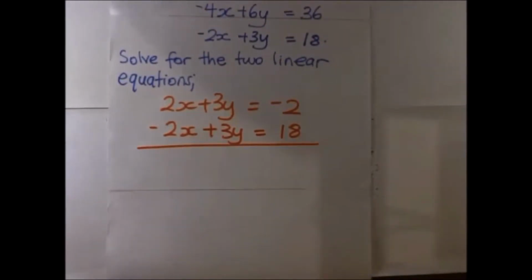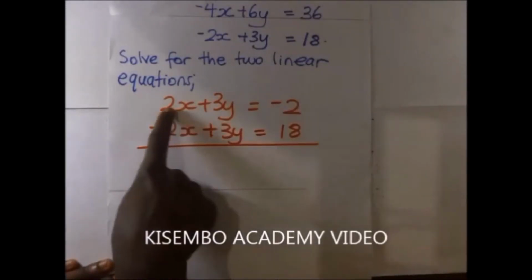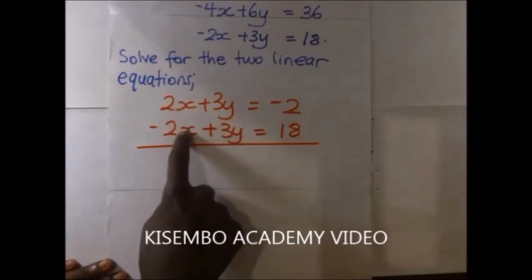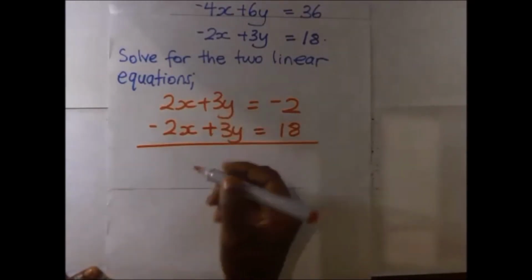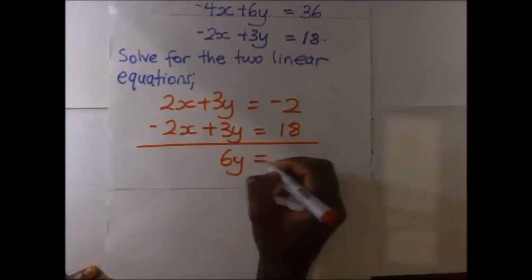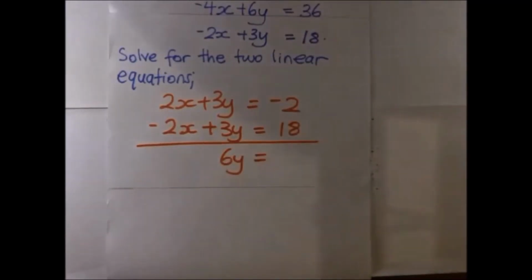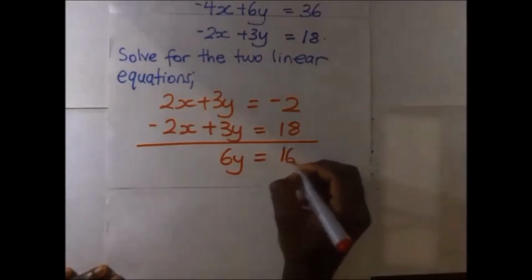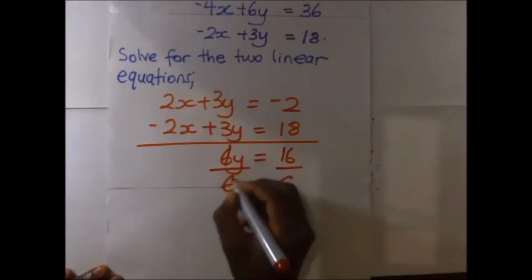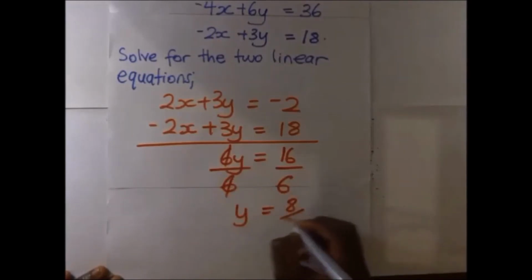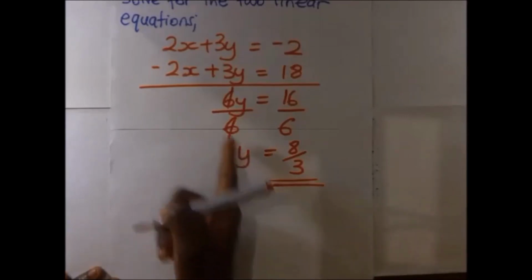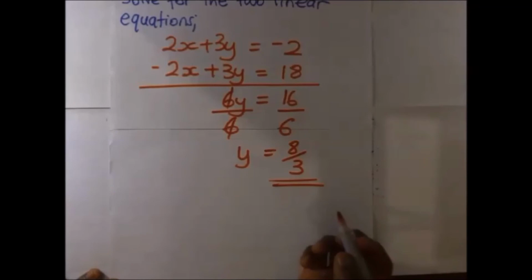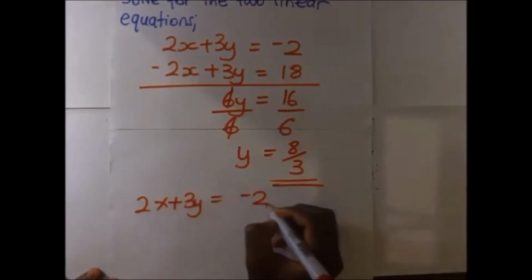Solving for those two equations simultaneously, we get our value of x. By the elimination method, we eliminate the value of x. When we add, 2x plus minus 2x is going to give us 0. So 3y plus 3y is going to give us 6y. So we have here 6y is going to be equal to negative 2 plus 18, that is 16. So we divide both sides by 6, and we get the value of y as y is equal to 8 over 3. When we substitute for the value of y in one of those expressions, we'll get our value of x.